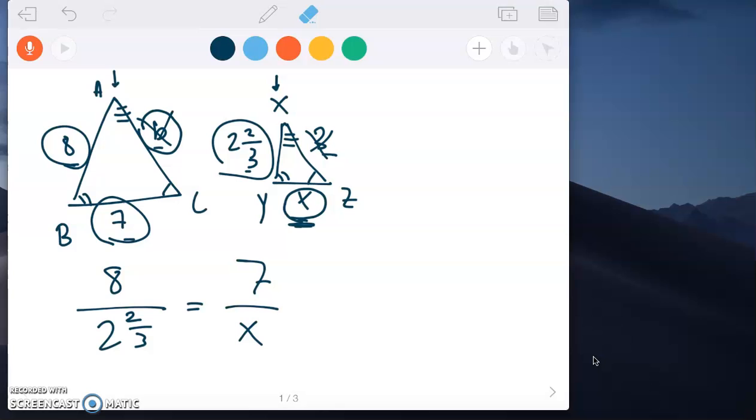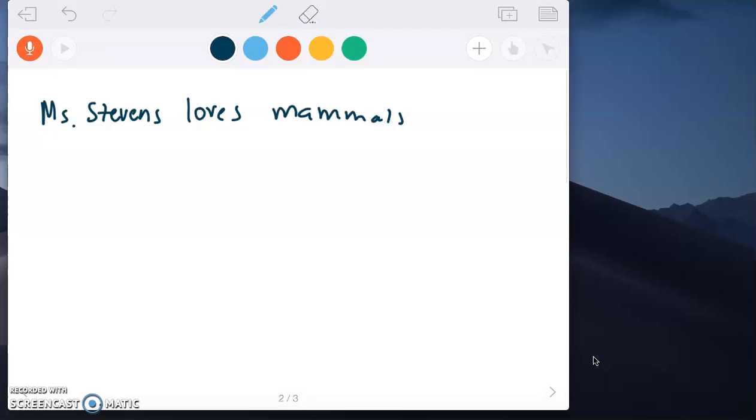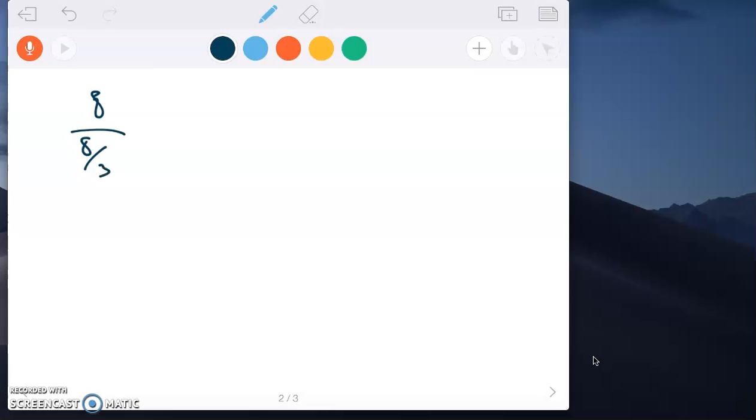Okay. So in order to do this, first we need to convert 2 2/3 to not a mixed number, but an improper fraction. So let's just look at that really quick. I don't know if you remember how to do that. You multiply and add. So 3 times 2 is 6, plus 2 is 8. Okay, so let's go to the next page. So that means we have 8 over 8/3 equals, what do we have, 7 over X.